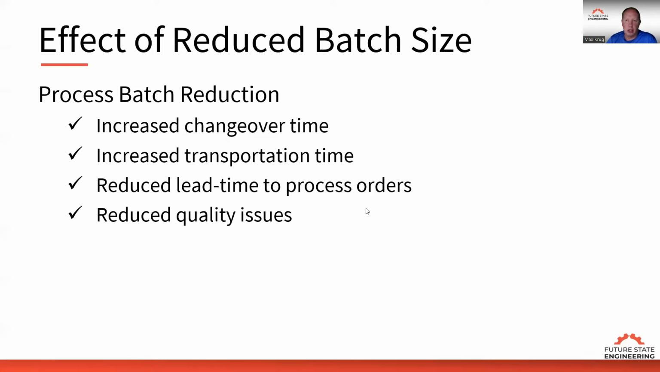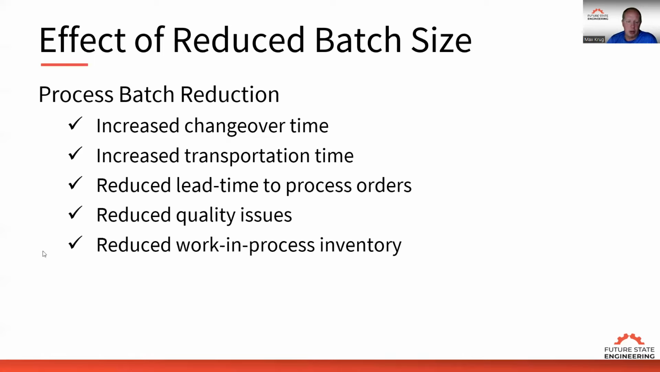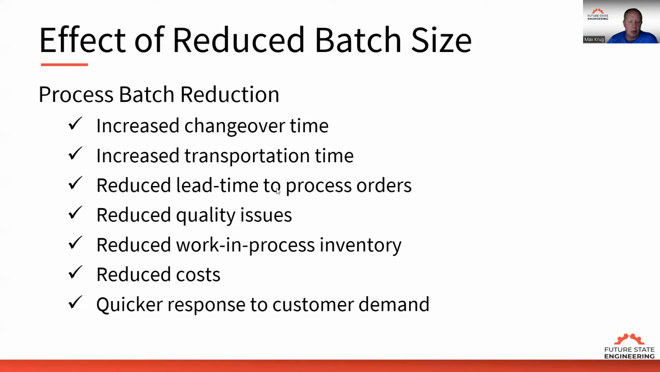We're going to reduce quality issues because we're not going to have a bunch of stuff that is suspect. When we have a quality issue, we're going to find it immediately and address it, so we have fewer items with quality issues. Of course, our work in process inventory goes down, which frees up cash. It also reduces our costs. A lot of people think that big batches reduce costs. It's actually the opposite. By reducing batch sizes, it actually reduces costs because quality issues go down, expediting goes down, overtime goes down. We also get quicker response to our customer demands, so we can respond much quicker to our customer requirements.